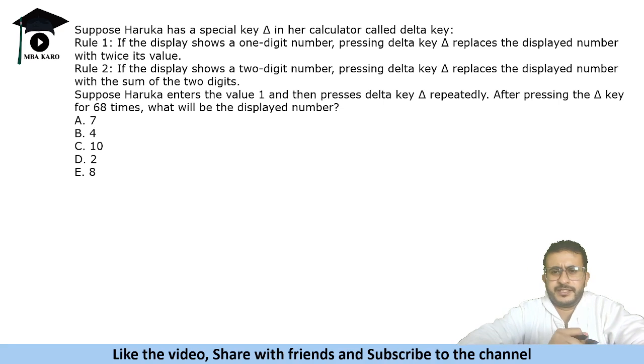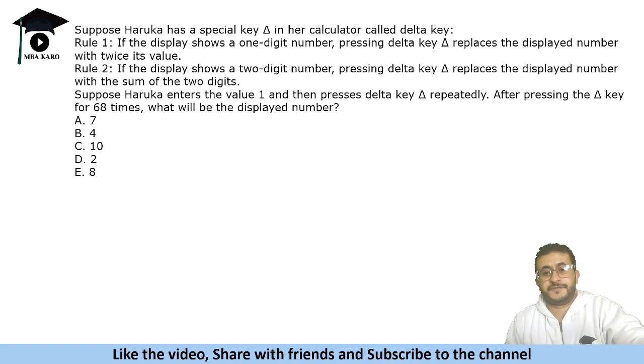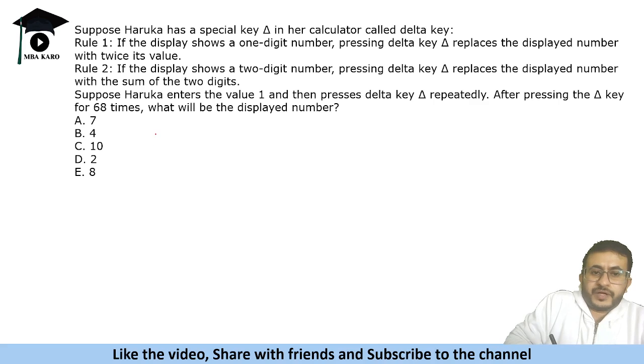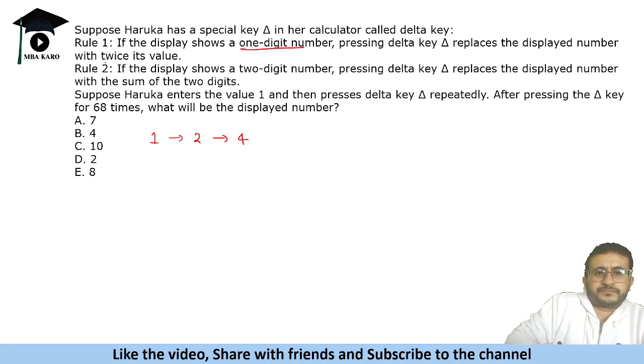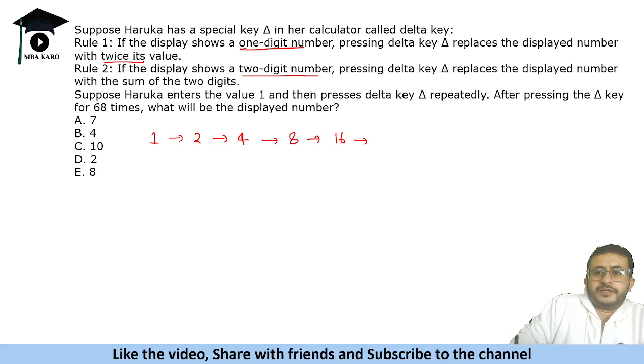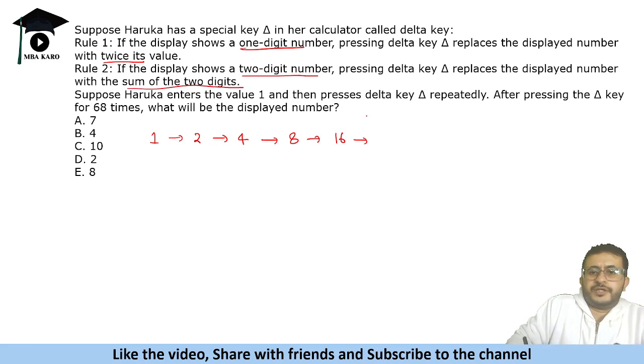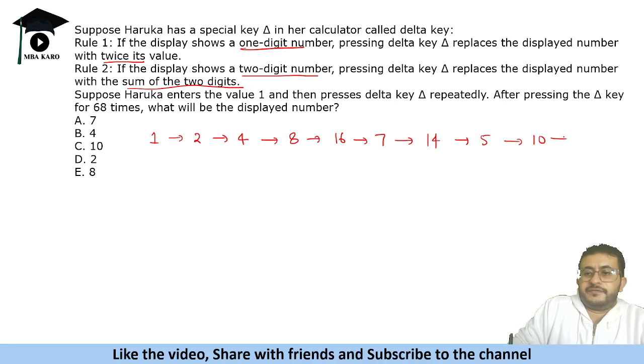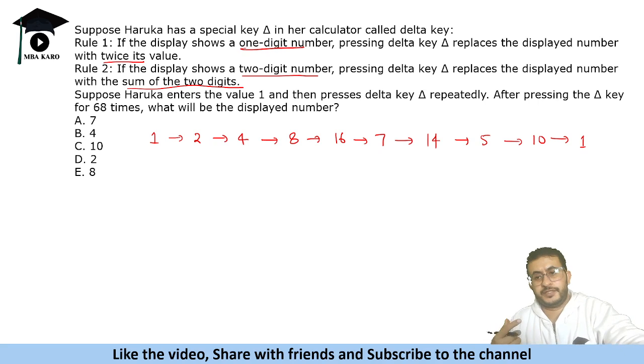Okay, so this is a cyclicity based question. Let us find out what if she starts with 1. So 1 will make it 2, 2 will make it 4 because it is a single digit number, it will double. 4 will become 8, 8 will become 16. But now 16 will not become 32. Now it's a two digit number, so it displays the sum of the two digits. So 16 will show 7, 7 will be doubled, it will show 14, 14 will show the sum of digits which is 5, 5 will get doubled, it will show 10, 10 will show 1. And now the cycle will repeat.